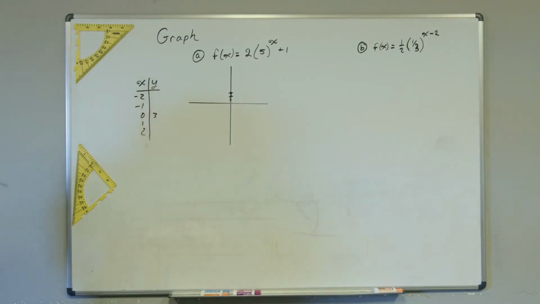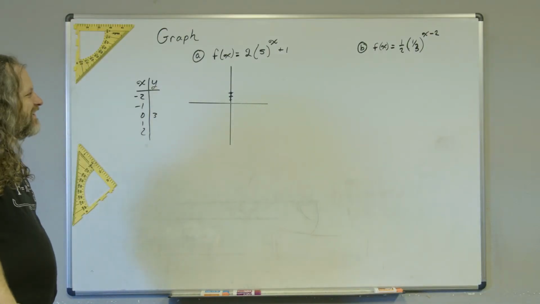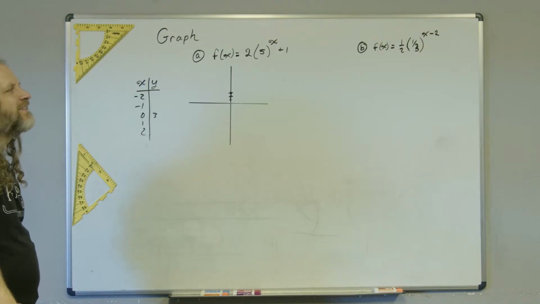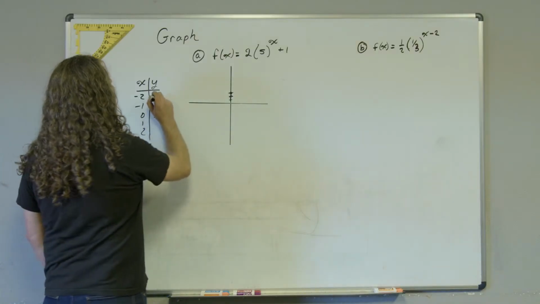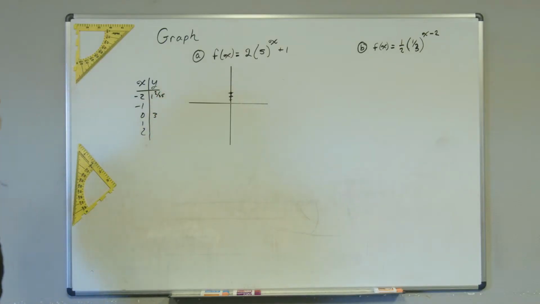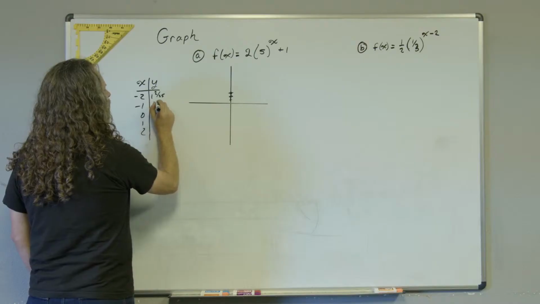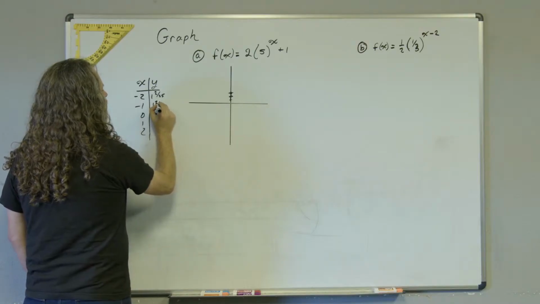All right, if I put a -2 in there, 5 to the -2 is 1/25. 1/25 times 2 is 2/25. Plus 1, so 1 and 2/25. And -1 in there is 1/5 times 2 is 2/5. Plus 1 is a little bit bigger than that: 1 and 2/5.